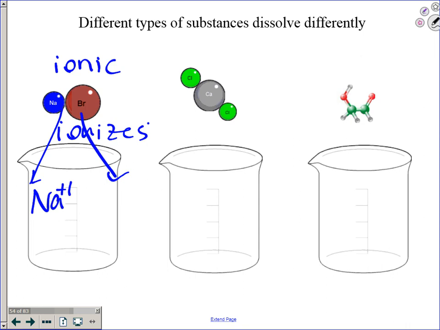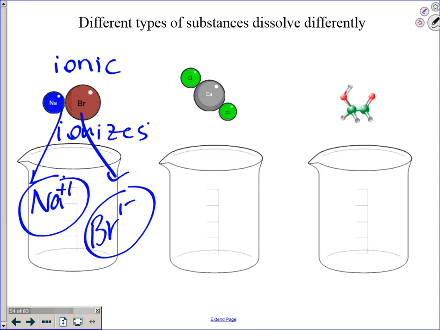Sodium 1 plus ion and bromine 1 minus ion. Okay, so it's 2 ions. You should note the differences between this one and a couple of the others. We know ionic compounds ionize. When they ionize, they make ions, right? That's pretty easy. Then we have this one, calcium chloride, CaCl2.